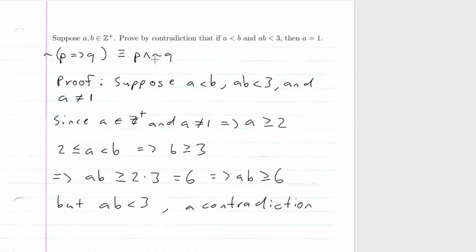So that means P and not Q is false, which means the negation of P implies Q is false, which means the original P implies Q is true. And that is our proof.